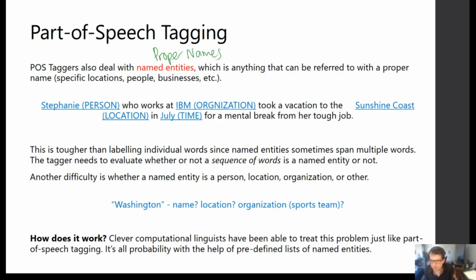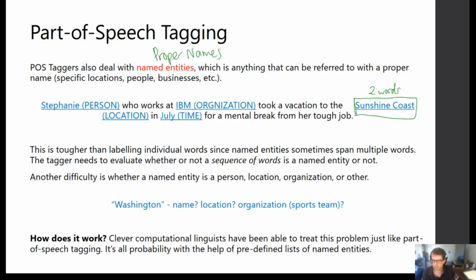So I have an example sentence here with one of each. Stephanie, a person, who works at IBM, an organization, took a vacation to the Sunshine Coast, a location, in July, which is a time, for a mental break from her tough job. Okay, so this is very similar, but it's a little bit harder because it's not always just a single word. For example, Sunshine Coast is two words. So how does the computer know that Sunshine and Coast go together?